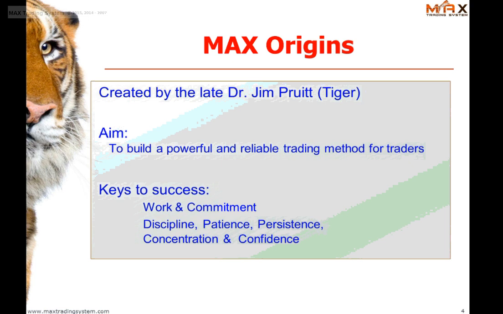Then persistence also. No trading system has a 100% winning rate. This is also the case of the MAX trading system. We have a nice winning rate, but we still face losing trades. And the persistence consists in taking all the trades, whatever the outcome of each specific trade will be. If we have 2, 3, 4 losing trades in a row, the next one must be taken.